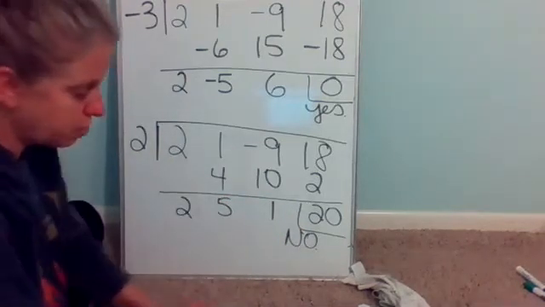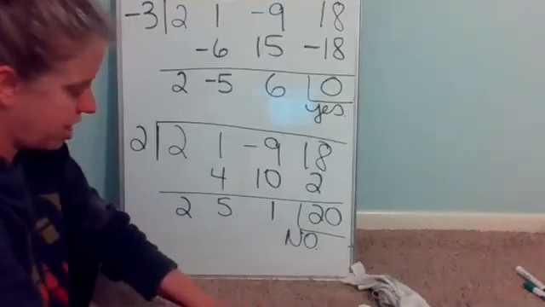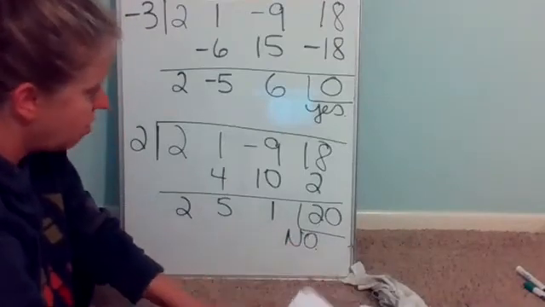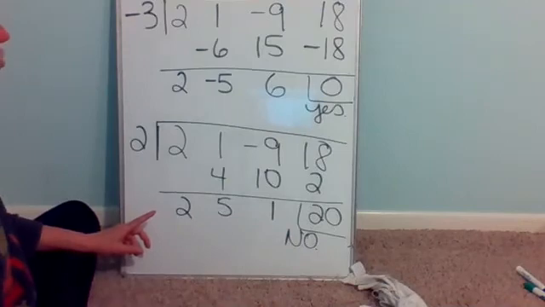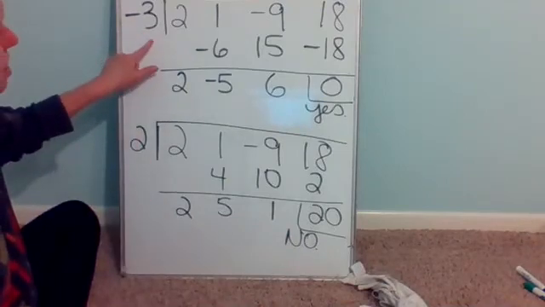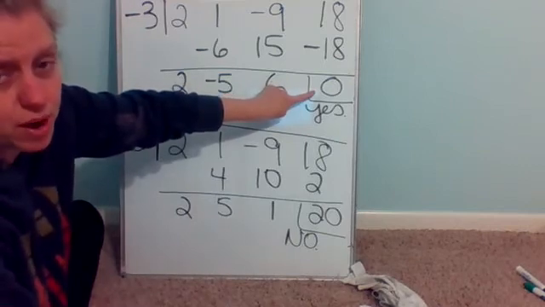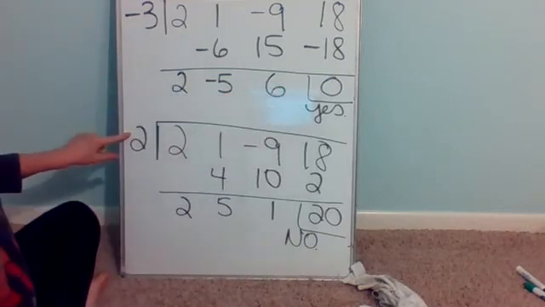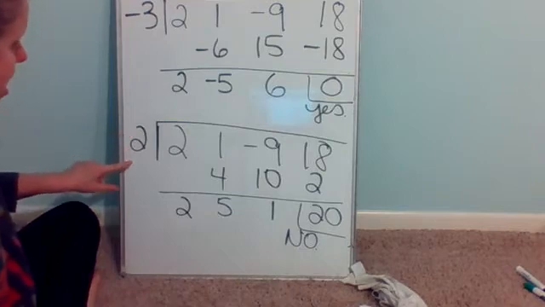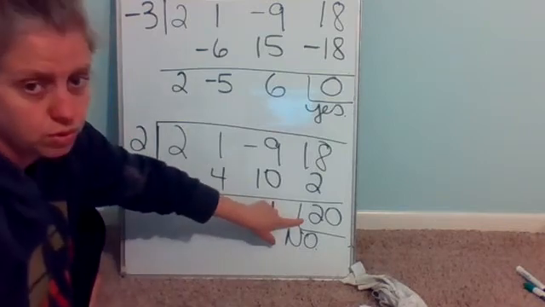Okay, so that's a multiple choice one on number 3. So you're looking for the multiple choice that says negative 3 is a 0 of the function because f of negative 3 is 0. 2 is not a 0 of the function because f of 2 was 20.